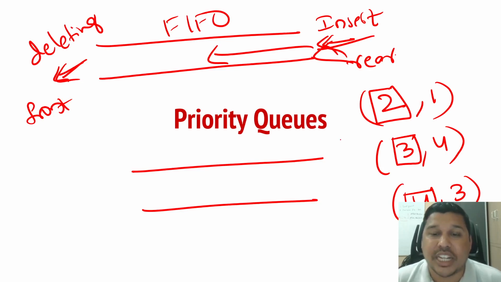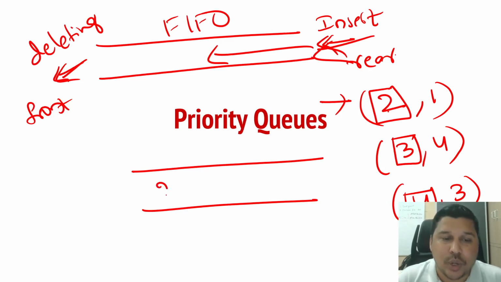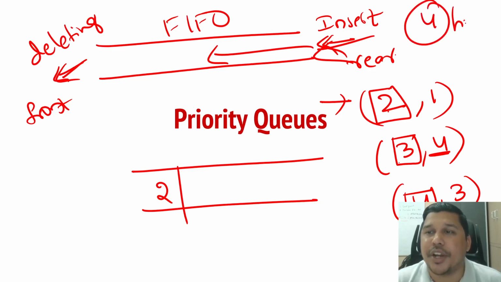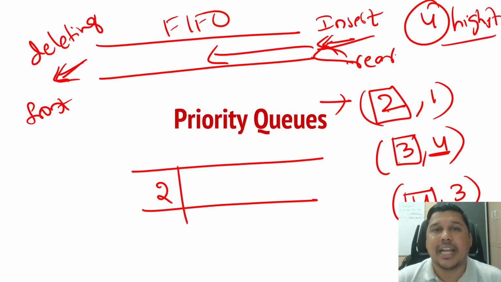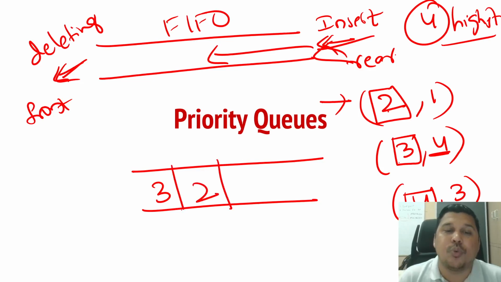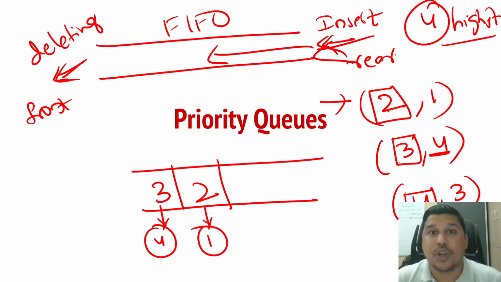Initially, first element 2 with priority 1 comes. That is the only element in the queue, so 2 is inserted. Then element 3 with priority 4 comes. Here assume 4 is the highest priority. Now, when 3 came with the highest priority, you have to remove this 2, put 3 and then put 2. Why? Its priority is 4 and the other's priority is 1. So I have changed the order based on the priority.